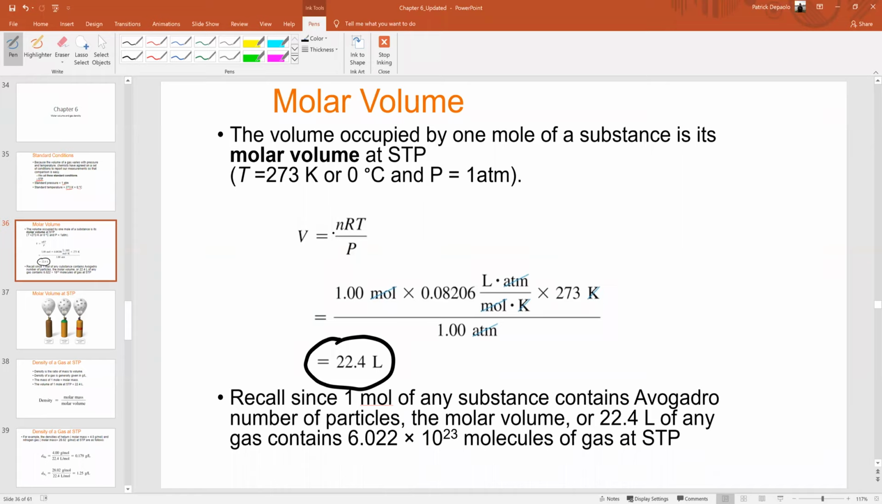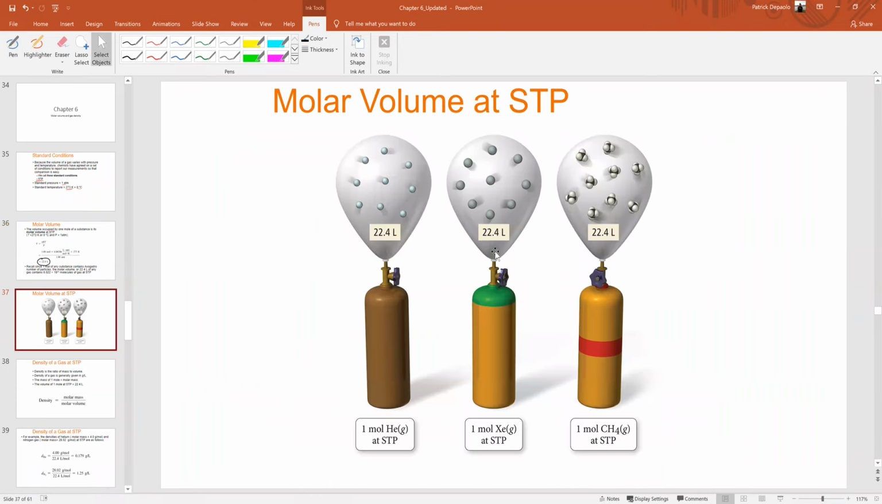If you do the PV equals nRT equation with STP, you'll get that answer. So you can have this definition in the back of your brain if you ever get into a lab, that if you're doing gas experiments, if you're working at STP, 1 mole is 22.4 liters of it. So that's a good thing to know. And here you go, as an example with different gases. You have helium, xenon, and methane. You see that 1 mole of all of them at STP is 22.4 liters, almost exactly. Sometimes it does vary, but very, very slightly. So that's important to know.